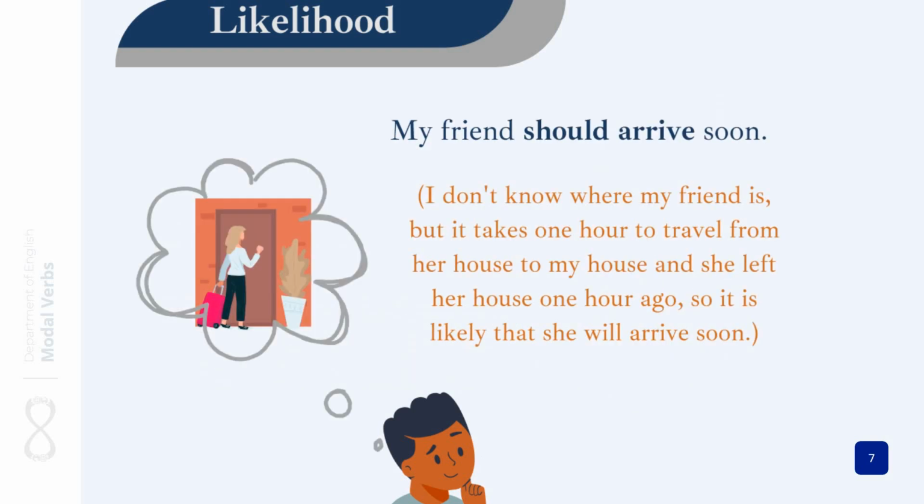Another way to use this for likelihood, my friend should arrive soon. I don't actually know where my friend is at this moment, but I know that it takes 1 hour to travel from her house to my house, and she left her house 1 hour ago, so it is likely that she will arrive soon.